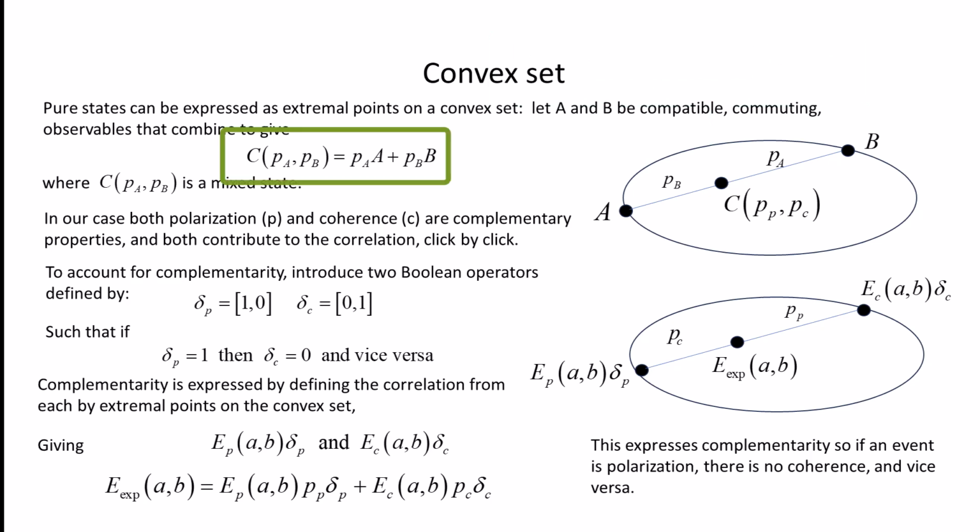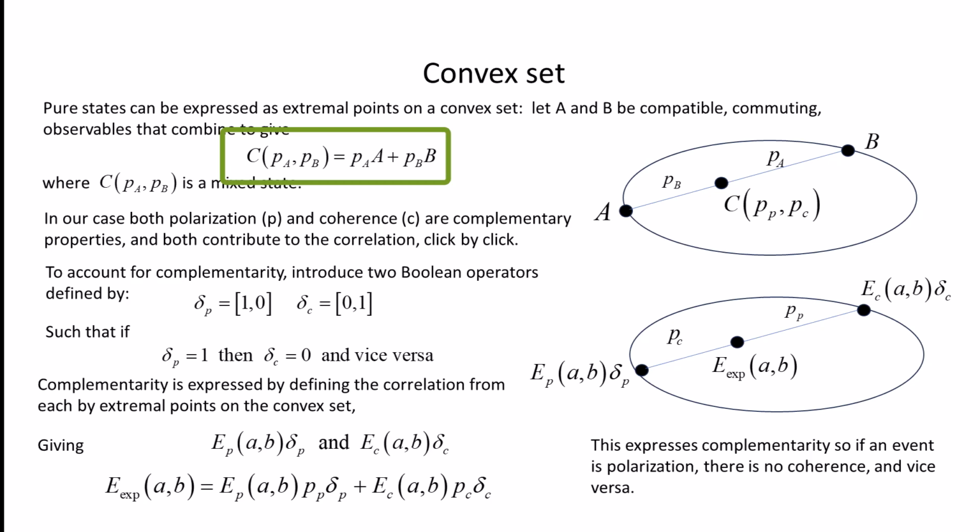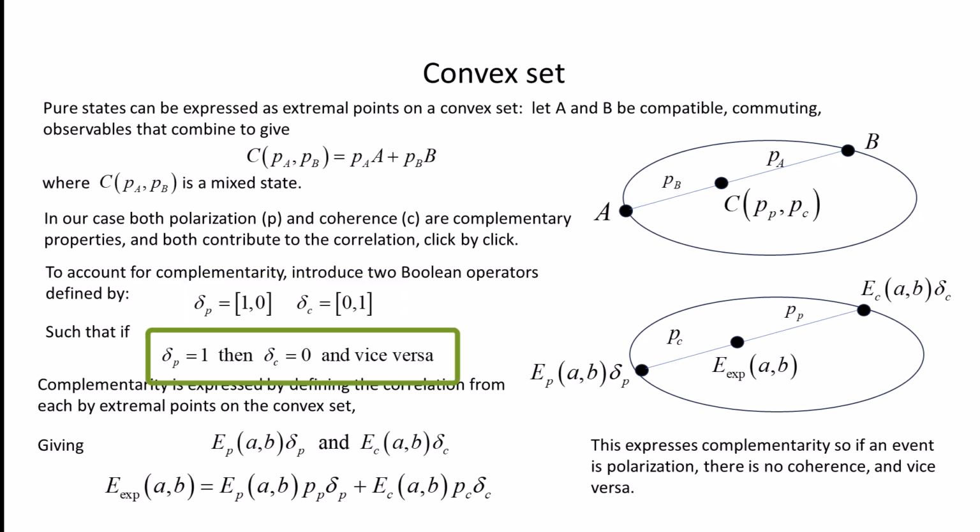In our case, both polarization and coherence are complementary properties, and both contribute to the correlation, click by click, sometimes polarization and sometimes coherence. In the first case, complementarity is not included because both A and B simultaneously contribute. To include complementarity, we must introduce two Boolean operators defined such that if delta P equals 1, then delta C equals 0, and vice versa.